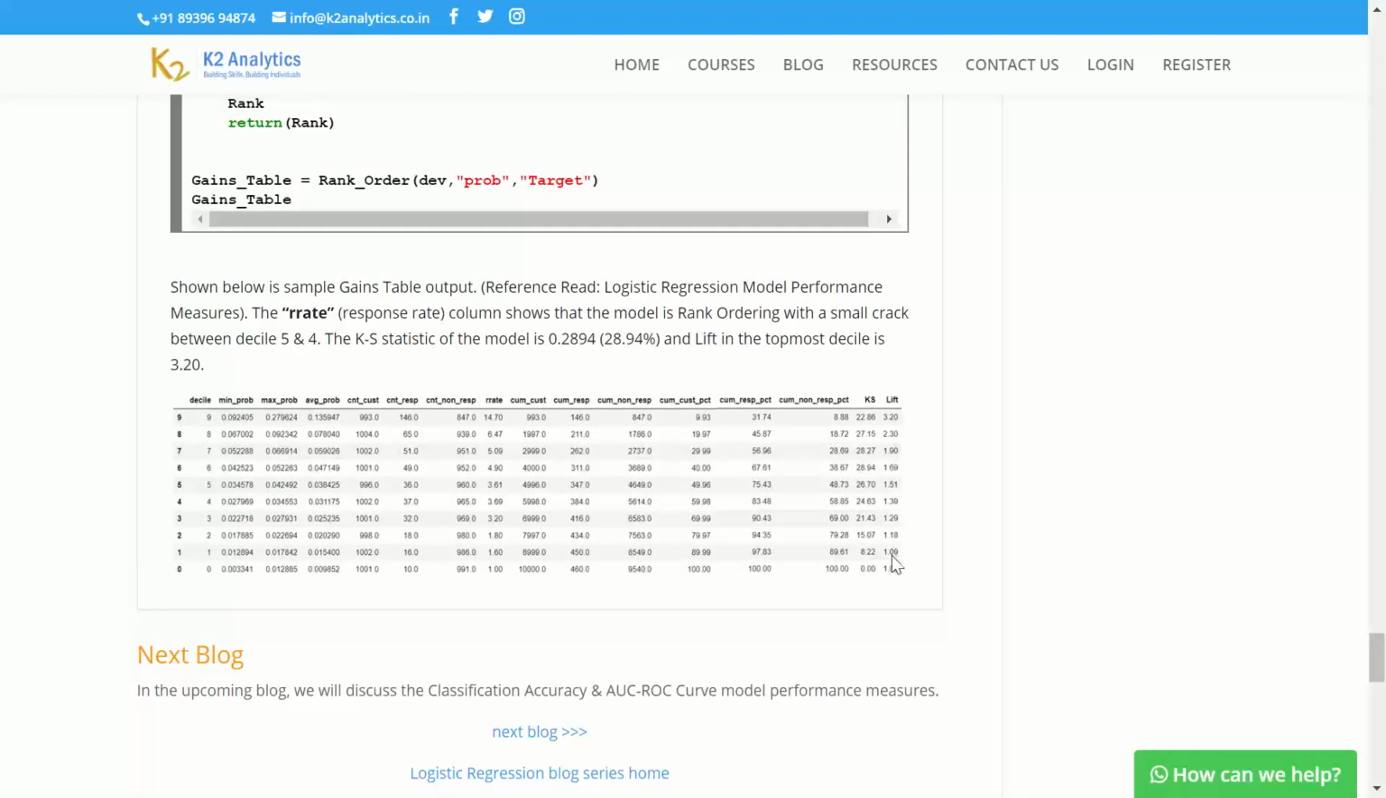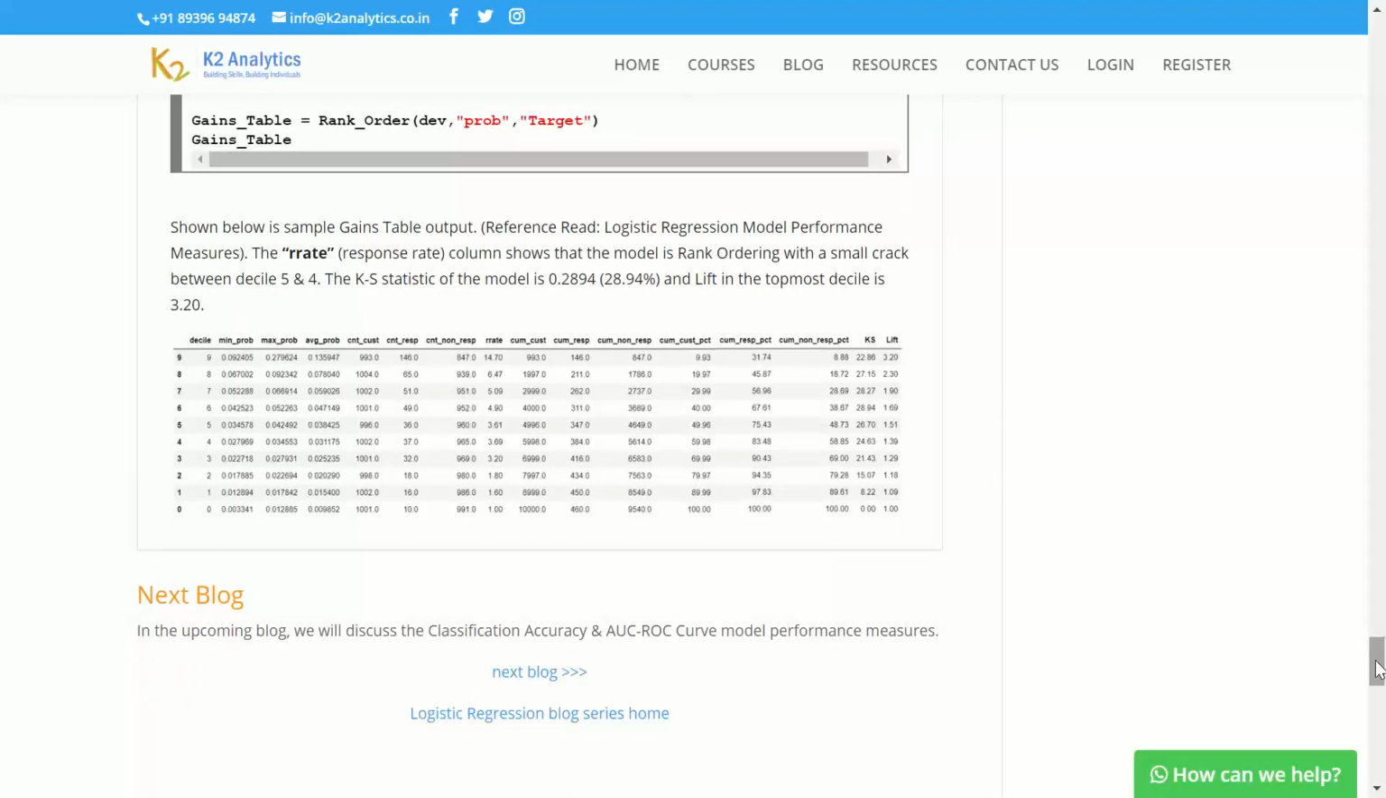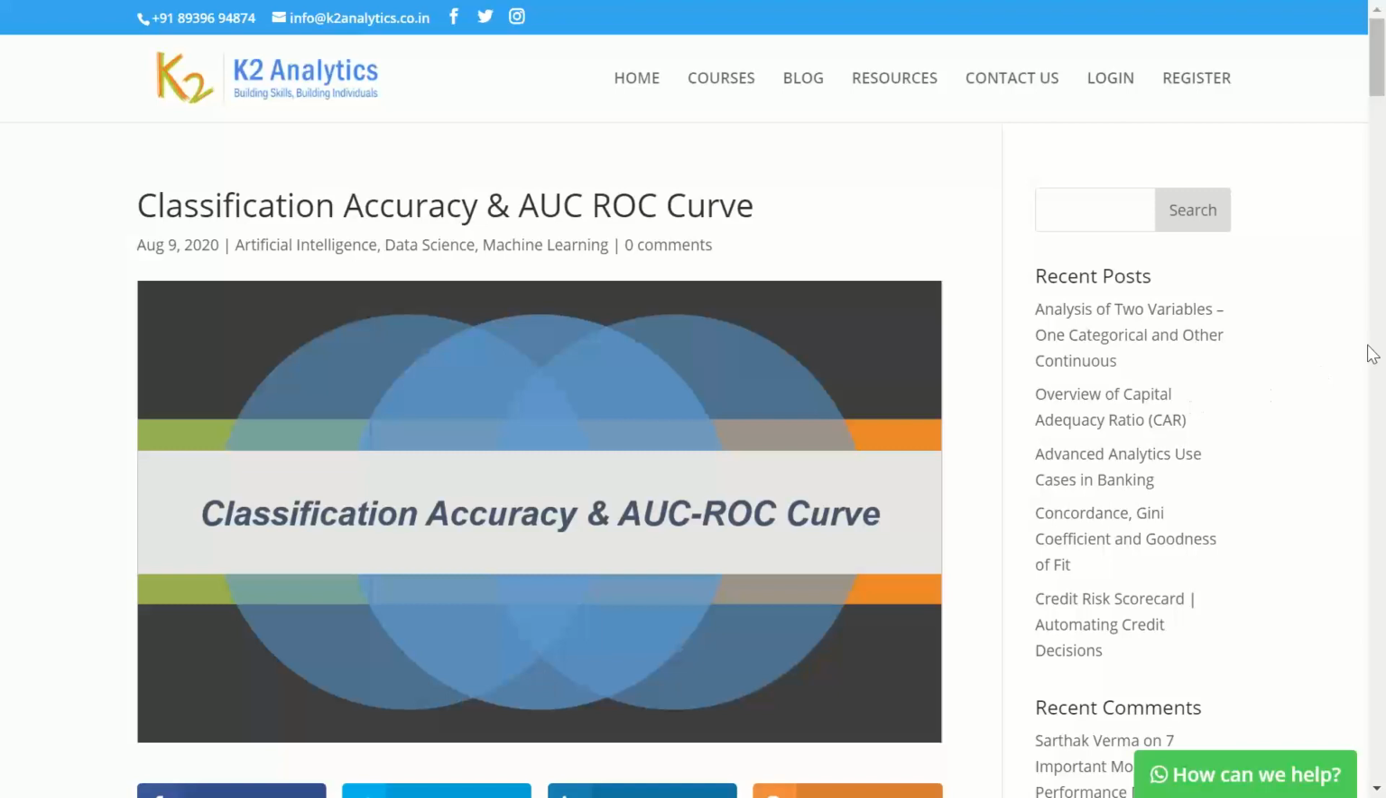With this, we come to the end of this session. In the upcoming session, we will see other model performance measures like classification accuracy, AUC ROC curve. There are many such other model performance measures which we are going to see in the next session. The link to that is the next blog. If I click, it will take me to those measures. You can read it at your own free time.